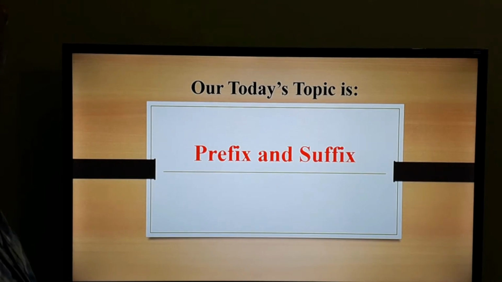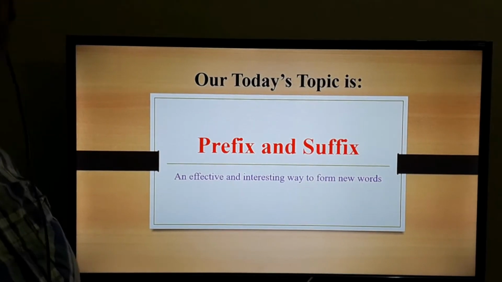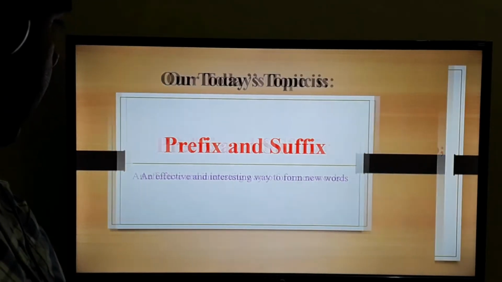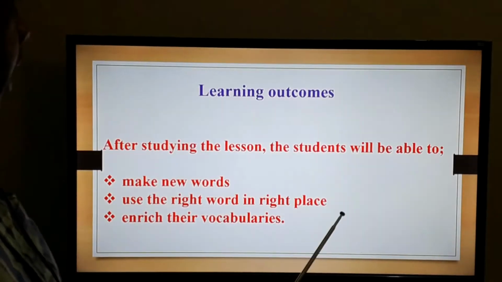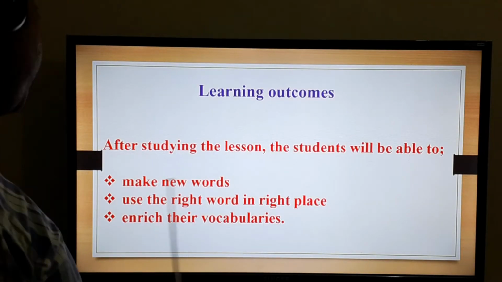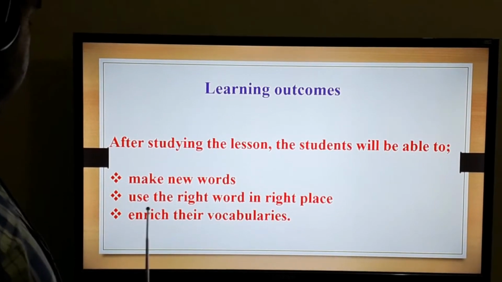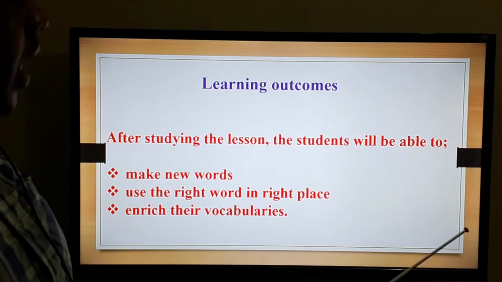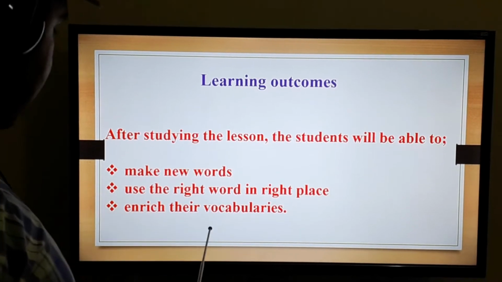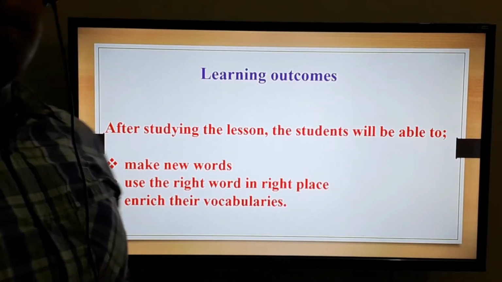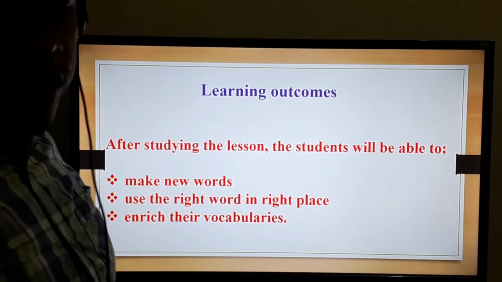So my today's topic is prefix and suffix, and that is an effective and interesting way to form new words. For that chapter we have some learning outcomes. At the end of the lesson you will be able to make new words. Definitely you can make new words if you follow that lesson and then use the right word in the right place. And lastly, it will help you to enrich your vocabulary. So those were the learning outcomes of my today's class.